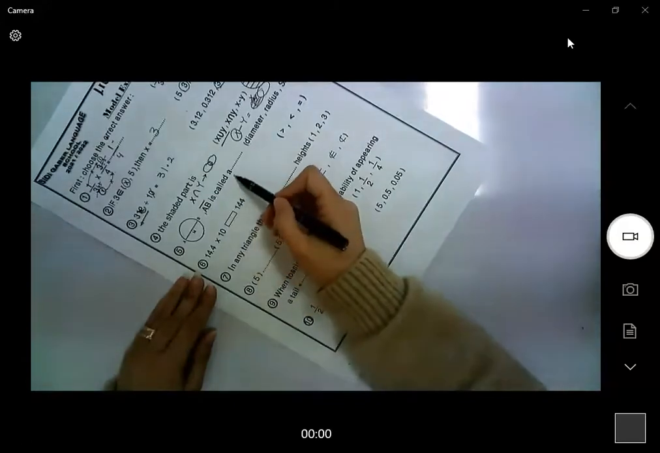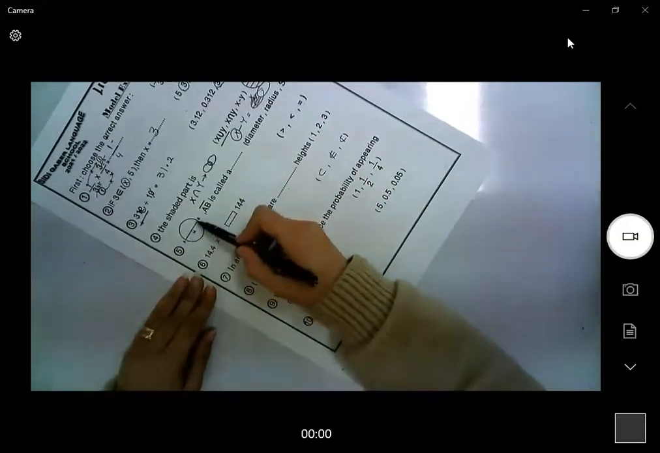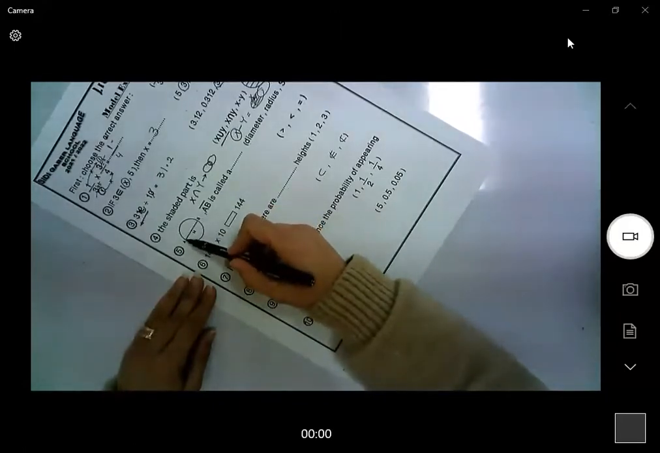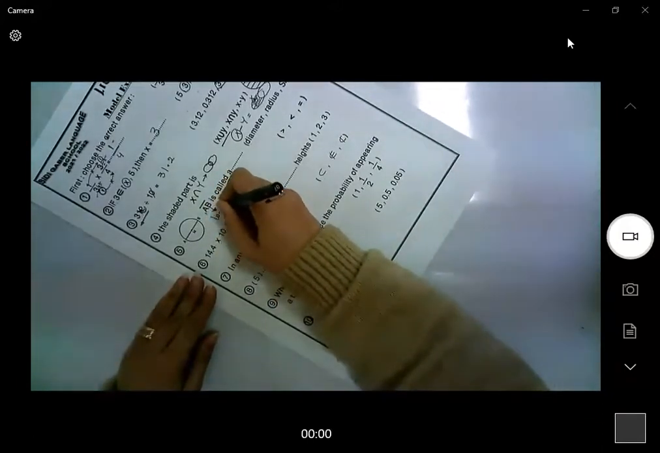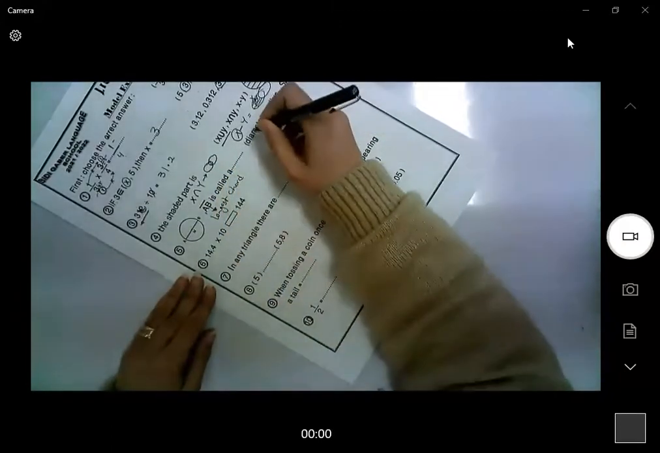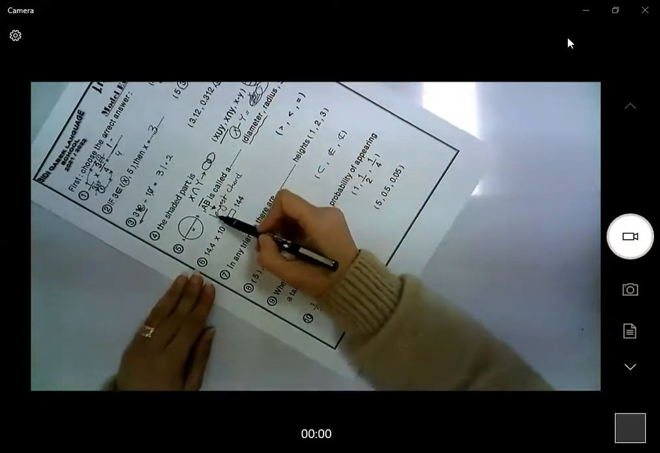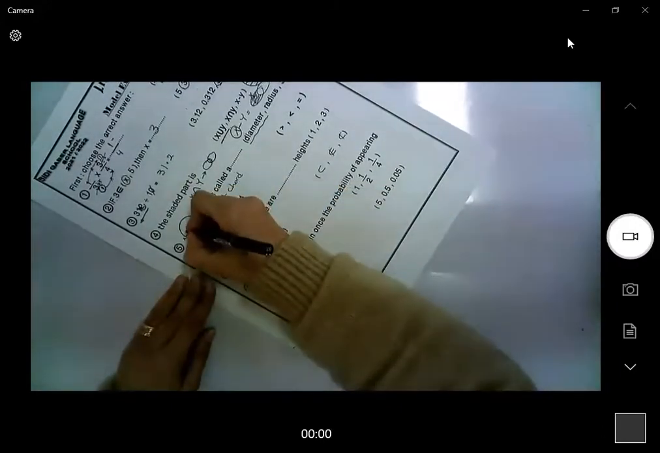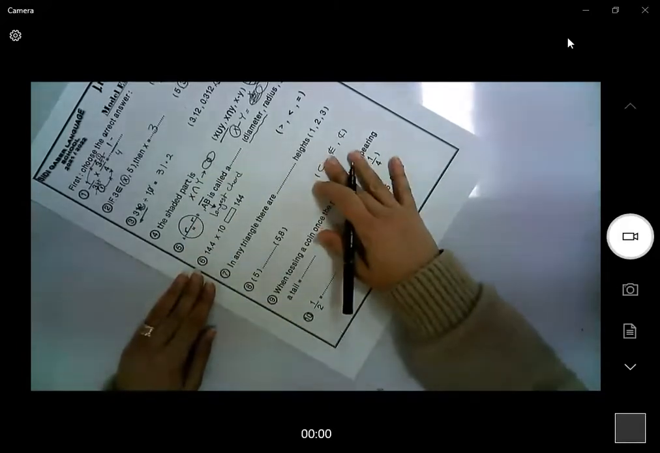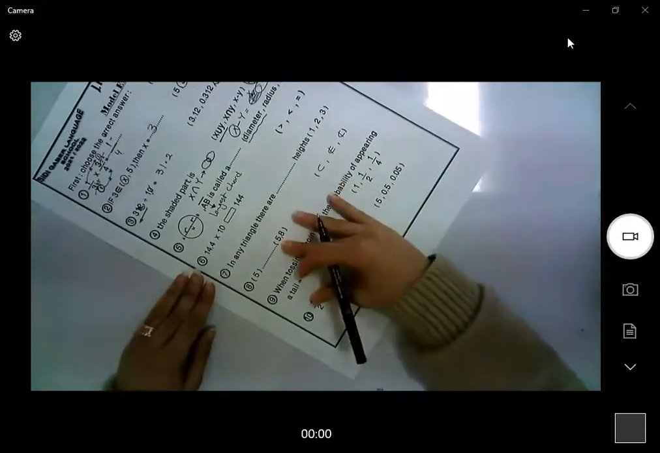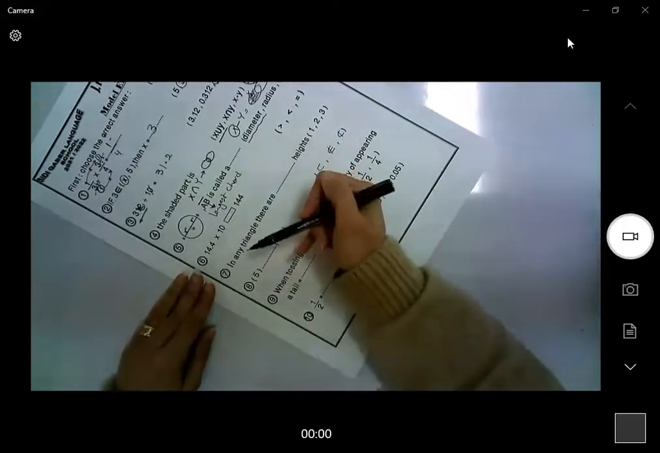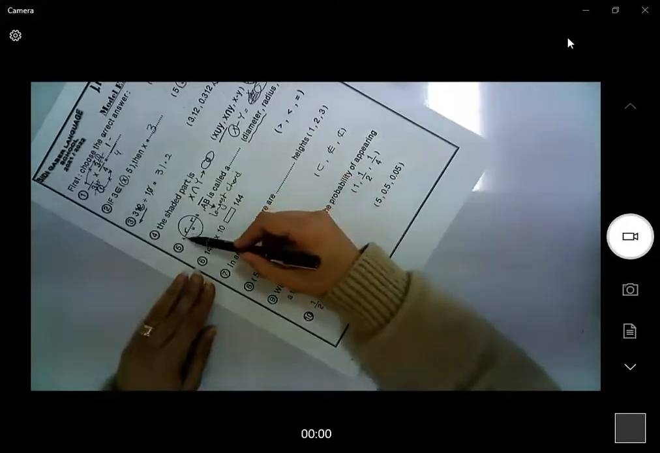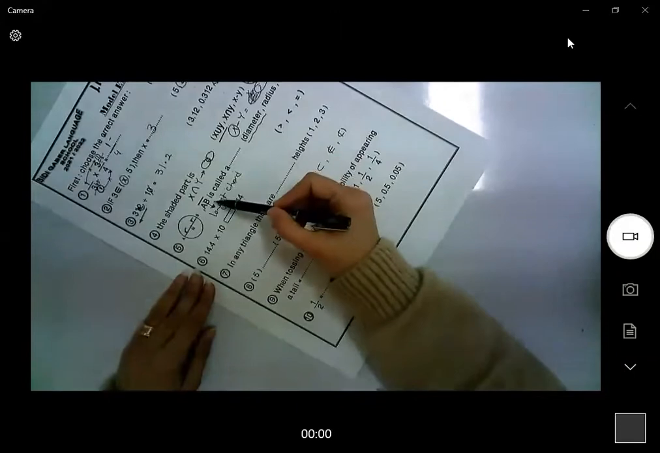Number 5. AB is called what? Excellent, the longest chord in the circle, not a side. It means the diameter. Diameter is the longest chord in the circle. 2 radii equal the diameter, so 2 times radius equals diameter. The diameter is the longest chord and passes through the center. So AB is a diameter.